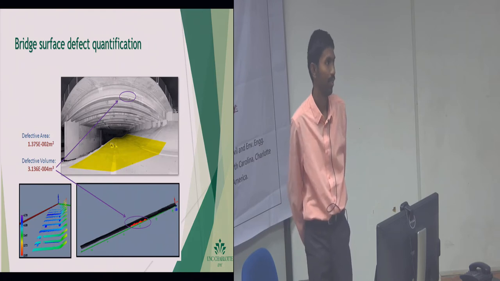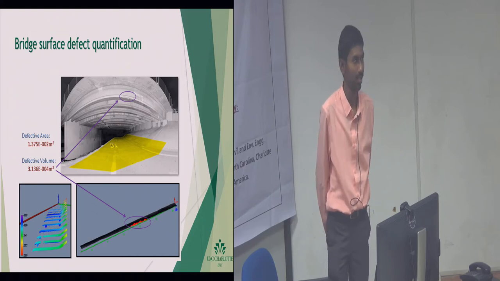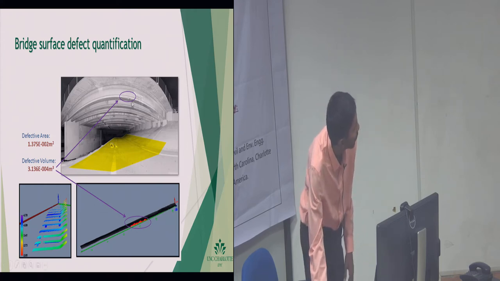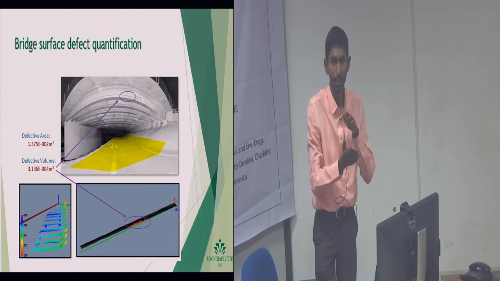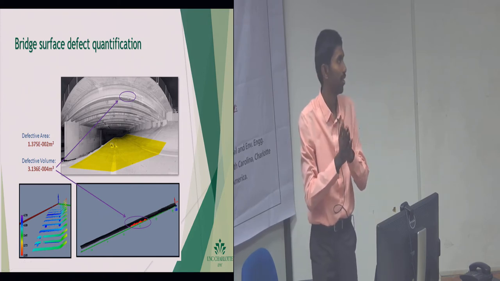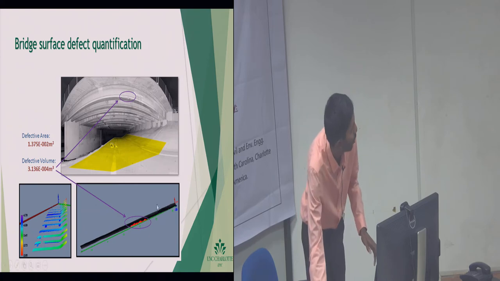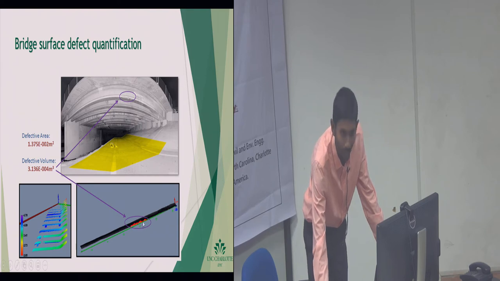Next we have bridge surface defect quantification. Surface defects can be a loss of mass or corroded parts. In this image we have some defective area over here. What we do is cut out that portion and define a reference plane, so that we can measure or calculate what the defective area and defective volume is. We just cut out this portion. This is the reference plane. And then we calculate the area and volume.